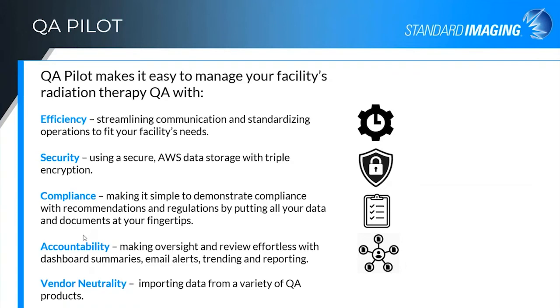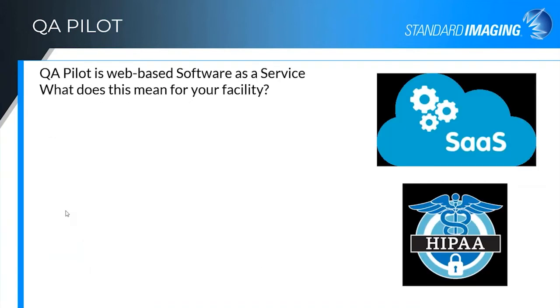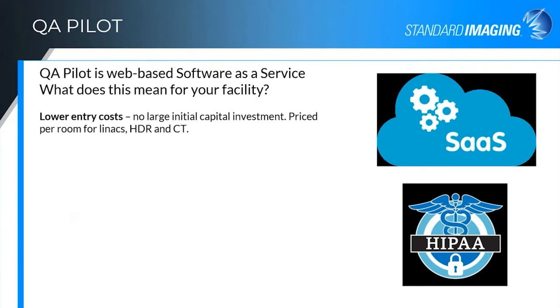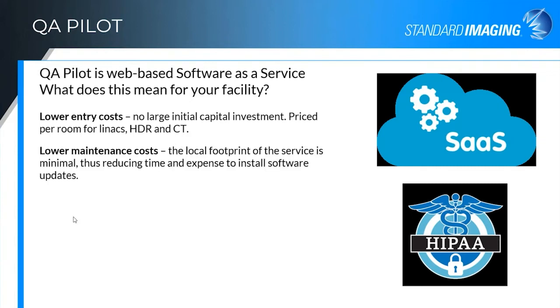Okay. So QA Pilot, as I alluded to, is a web-based software as a service. So what does that actually mean for your facility? It actually means that you have very low entry costs. So you don't have a software product initial purchase in the tens of thousands of dollars. It is priced per room. And then as you're adding them, there is a lower cost for additional rooms like an HDR or CT or an additional Linac. And so that is a much easier way to enter.